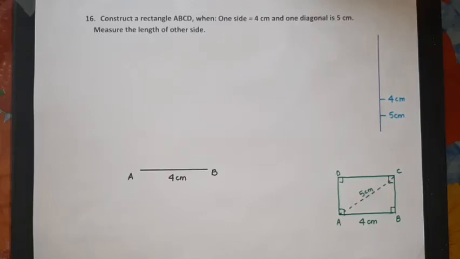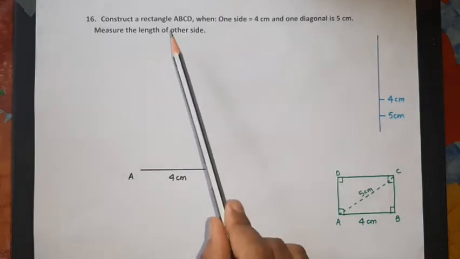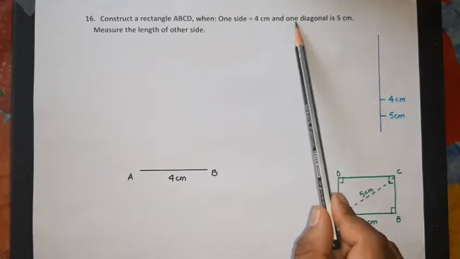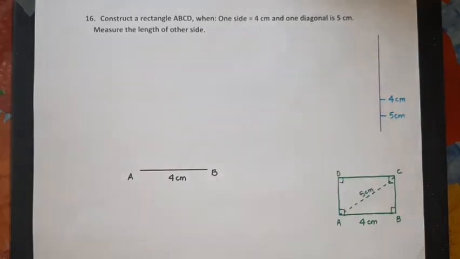So let us continue with constructions on quadrilateral. So let us see the first question of the day, that is question number 16. Here you are asked to construct a rectangle ABCD where one side is given to be 4 centimeter and one diagonal is given to be 5 centimeter.